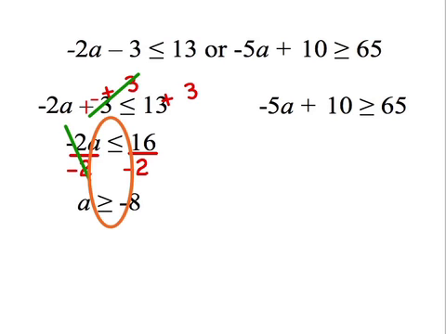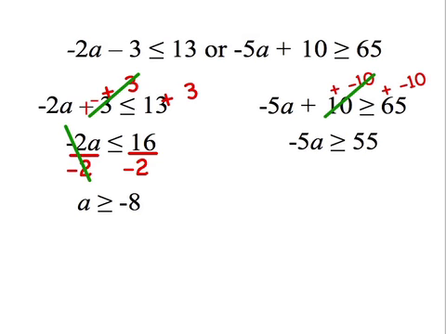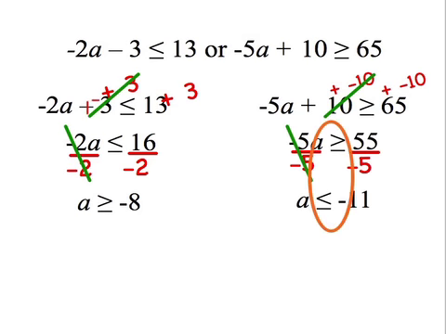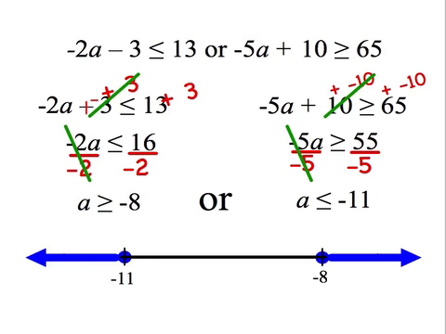And then on the other inequality, we add negative 10 to both sides. Then we divide both sides by negative 5. So that reverses the sense of the inequality, circled again for emphasis. And then we remember that it's an OR problem. So we have our smaller number here is negative 11 when we go to the graph, and negative 8 is bigger than negative 11, so it's on the right. And it's all of the numbers larger or equal to negative 8, and all of the numbers smaller or equal to negative 11.